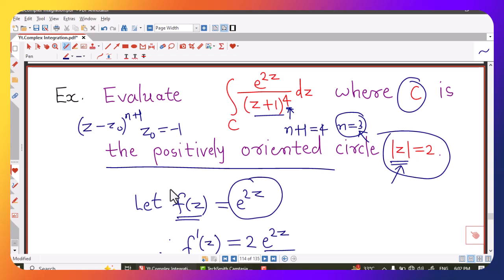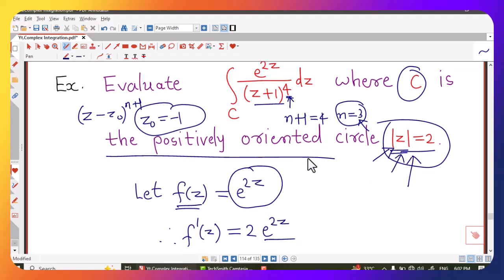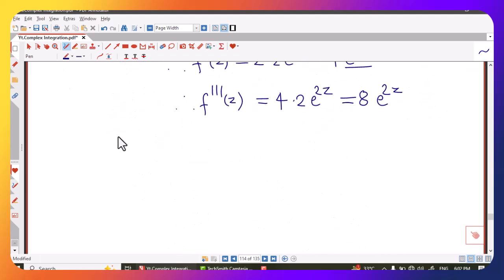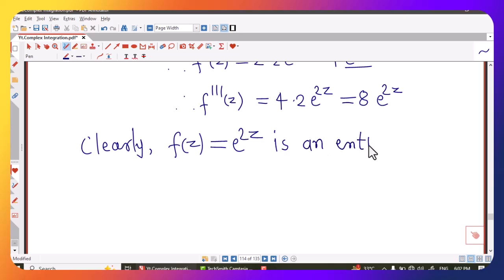It is analytic everywhere. Therefore, it is analytic everywhere inside and on this circle. And this z equal to minus 1 is interior to this circle. So we can apply that extension of Cauchy-integral formula. So first we have to write that clearly f of z equal to e raised to 2z is an entire function, or it is analytic everywhere in the complex plane.